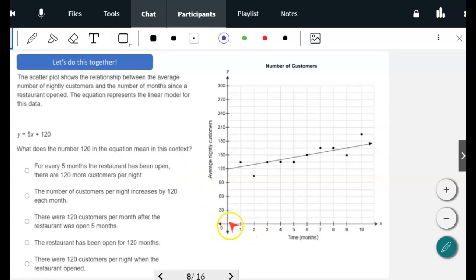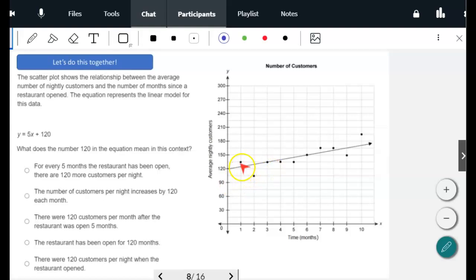Okay, so this is 120. No, it's not increasing that much, because every 5 months it would be 240. That doesn't make sense. The number of customers per night increases by 120 each month. Again, that doesn't make any sense. First night they opened, 120. Then there were 120 customers per month after the restaurant was open for 5 months.